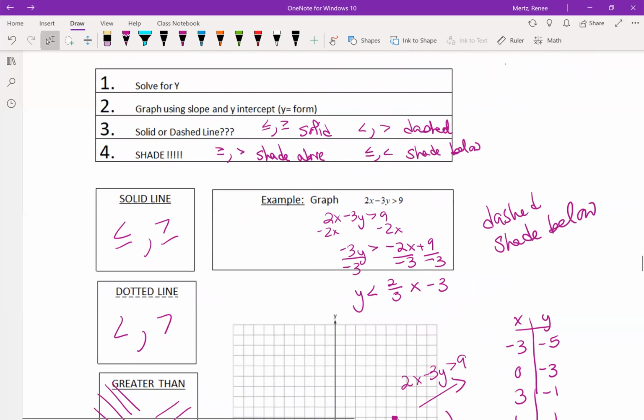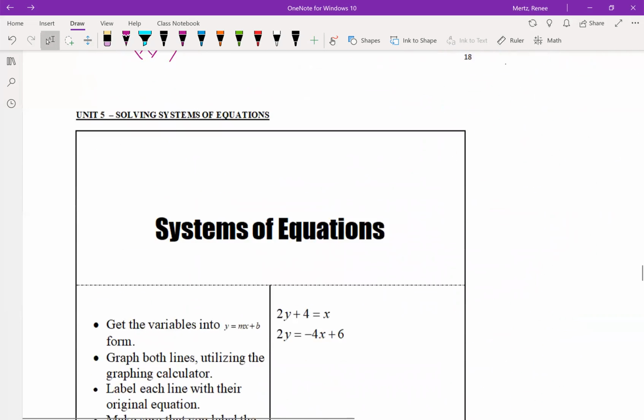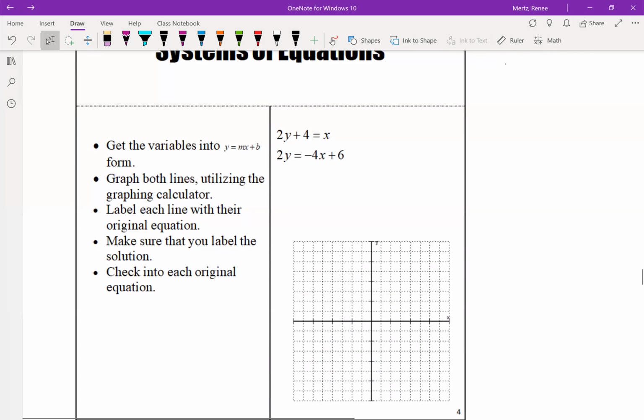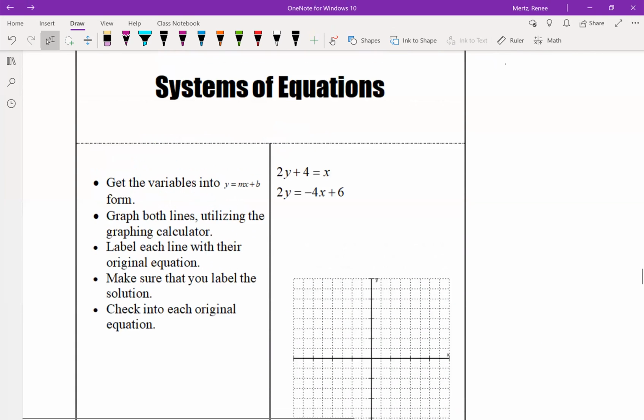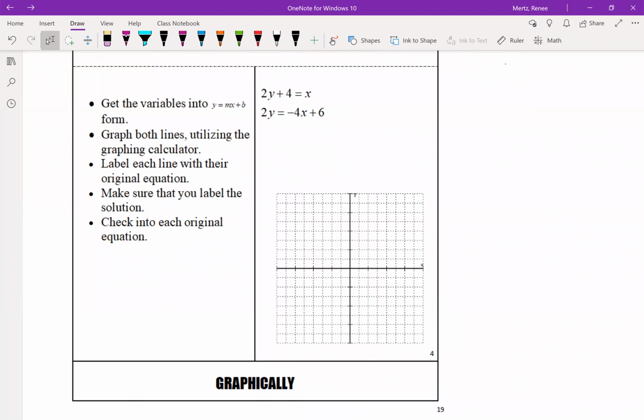So that was unit 4. Then we'll do unit 5, systems of equations. So first, if we're doing this first method graphically, we want to get them both into y equals mx plus b form.